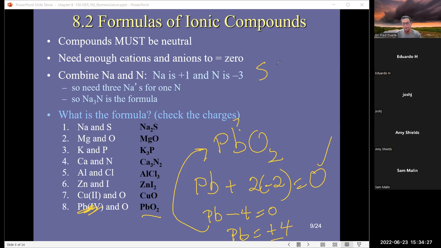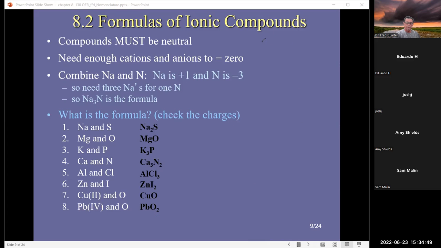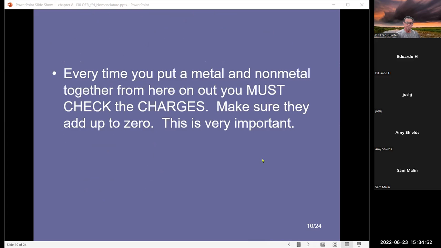For example, sulfur trioxide. All right. I don't know what sulfur is, but there's 3 oxides. Each one is a -2, right? -6 equals 0. So sulfur is a +6. So in this state, sulfur is a +6 oxidation state. See how that works? All right. Make sure the charges are correct.